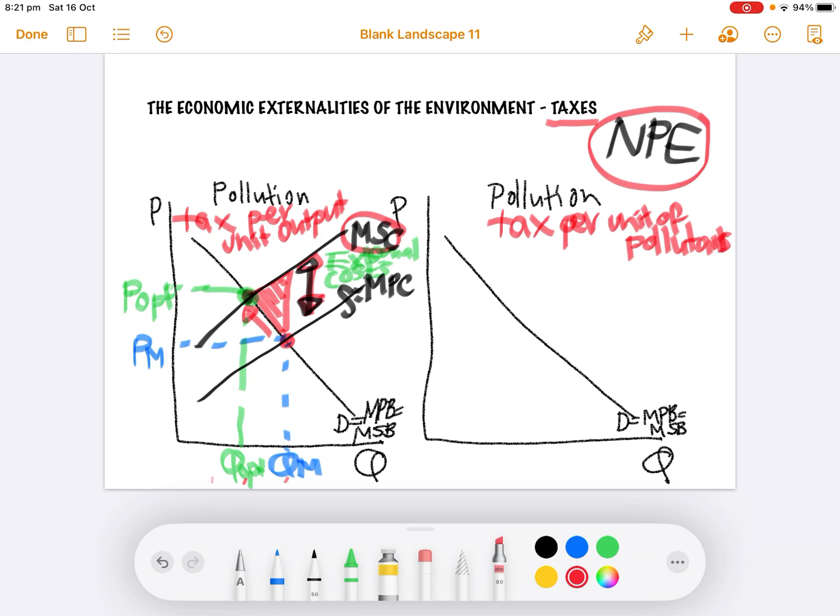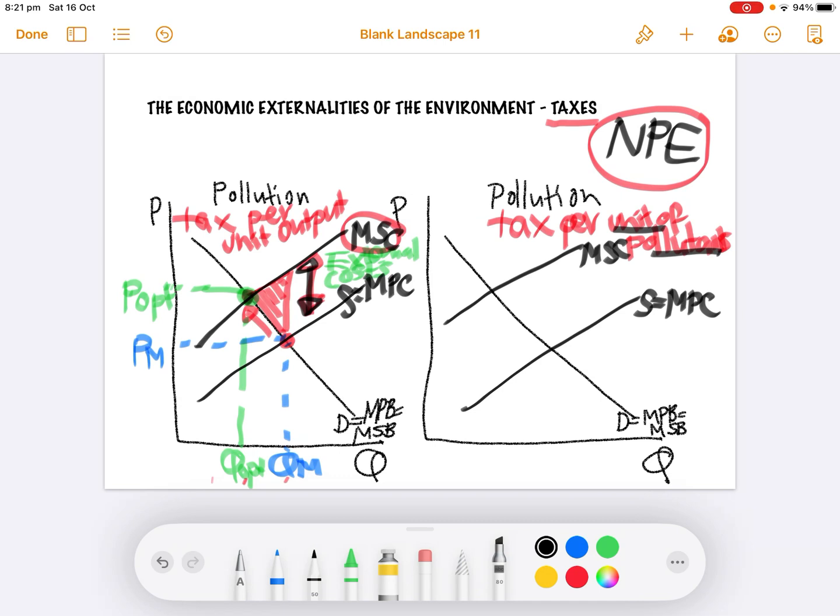Okay, so this is sometimes also in the form of a carbon tax. That's an example of a tax per unit of pollutants. All right, so once again, we have our supply curve or our marginal private cost curve here, and our marginal social cost curve here, and the difference is the external costs of production, which is the pollution, and the other negative production externalities.